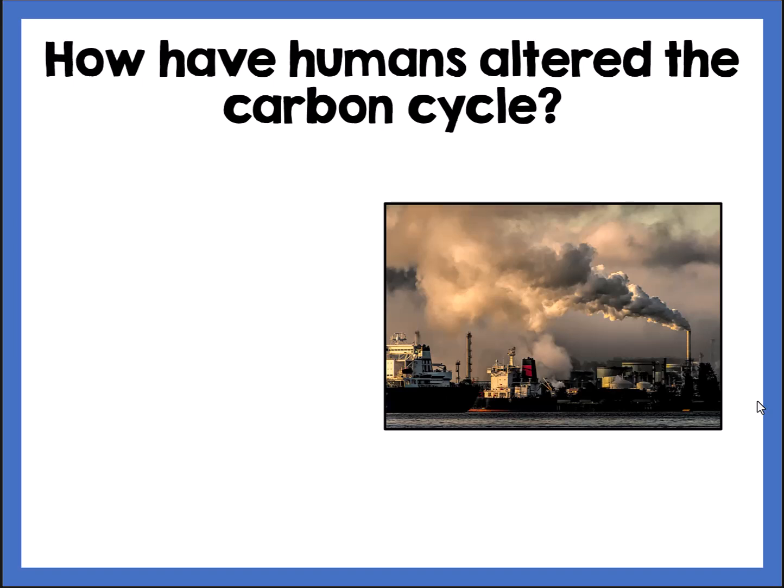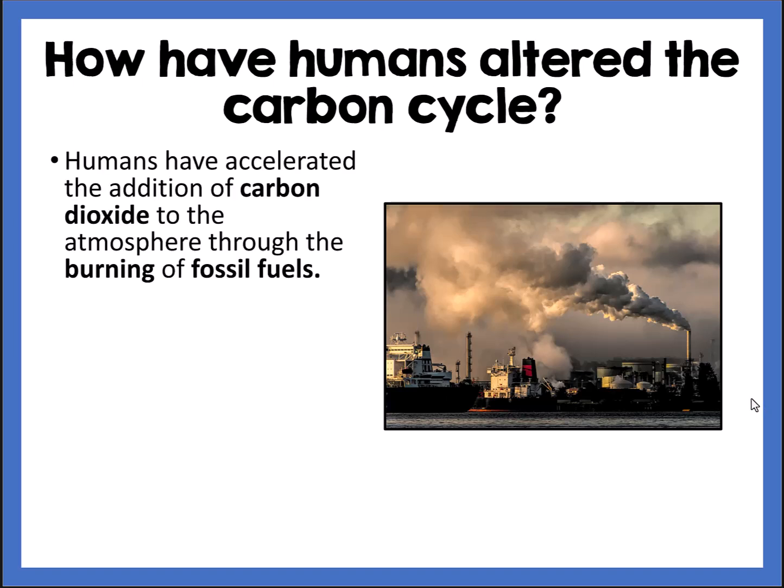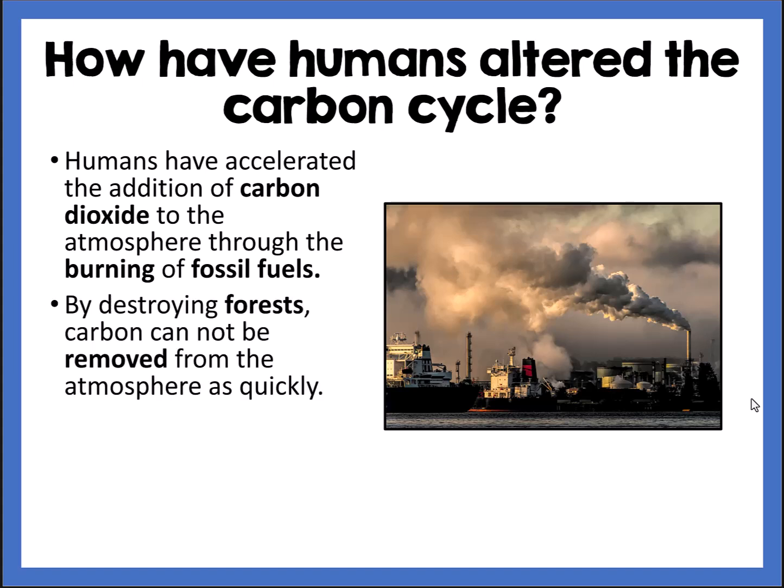Carbon cycle, as I mentioned, has also been affected by humans. Humans have accelerated the addition of carbon dioxide into the atmosphere through the burning of fossil fuels. And by destroying forests, carbon cannot be removed from the atmosphere as quickly. Those forests are responsible for pulling some of that carbon out of the atmosphere through photosynthesis, and the more forests that we destroy, the more carbon dioxide is going to continue to be built up in the atmosphere and not being able to be absorbed into plants.